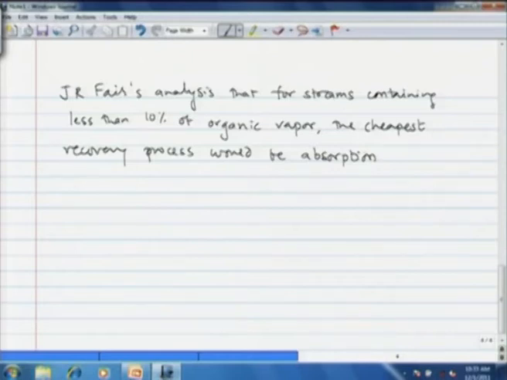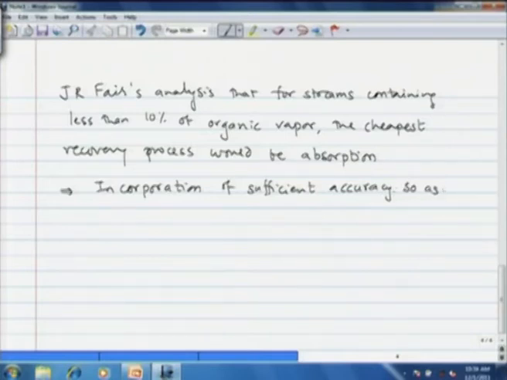When we try to design a process, we have to incorporate only sufficient accuracy, because we have to design a process to evaluate its economic potential. So, we need not incorporate all the details into it. Okay. So, we have to design a system only to sufficient accuracy so as to evaluate the economic potential.